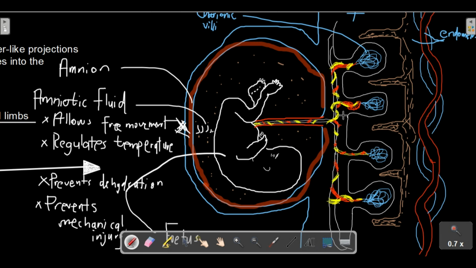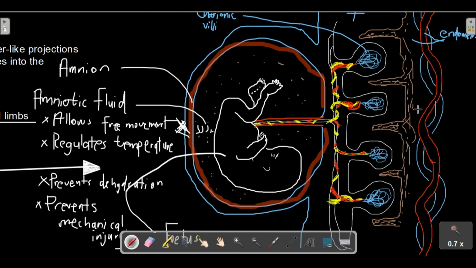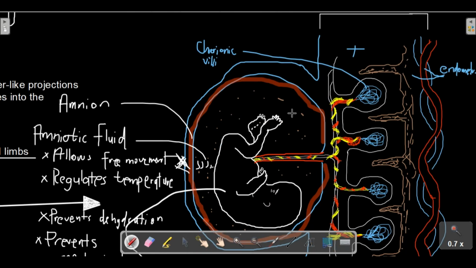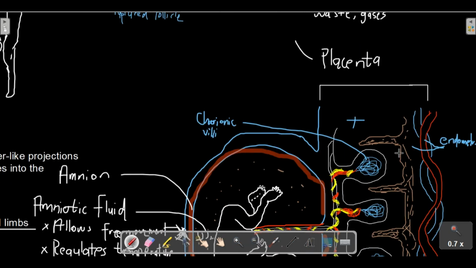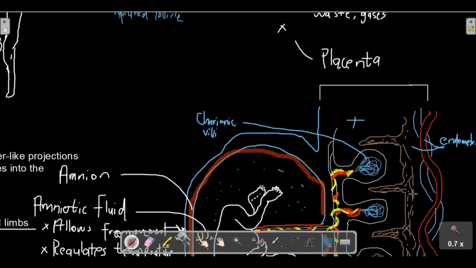Okay, so the placenta has a job of allowing the exchange of nutrients, the exchange of waste, the exchange of gases. Every substance moves through the placenta from the mother to the fetus, from the fetus to the mother. So it's a structure that allows the transfer of substances between the developing fetus and the mother. Okay, that's the placenta.